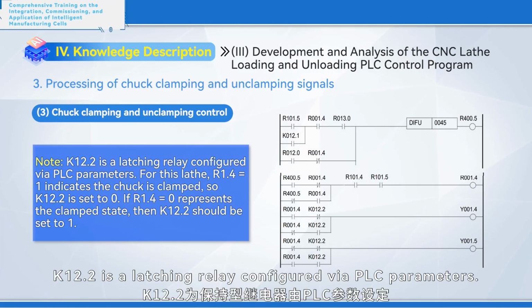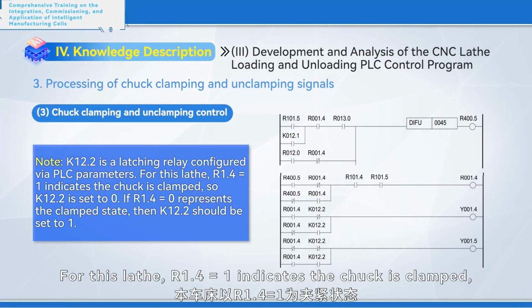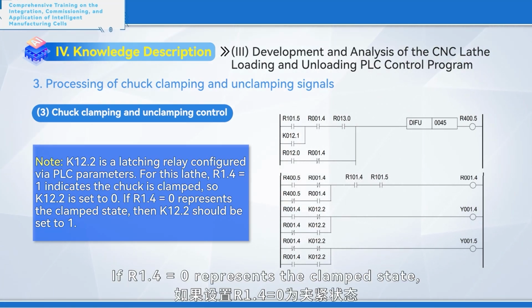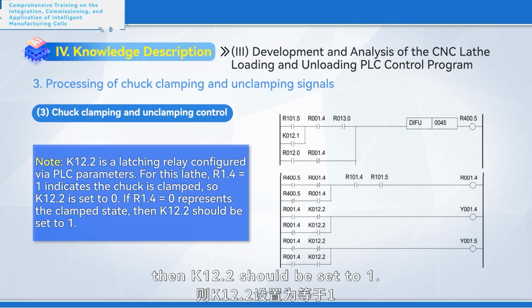Note: K12.2 is a latching relay configured via PLC parameters. For this lathe, R1.4 equals 1 indicates the chuck is clamped, so K12.2 is set to 0. If R1.4 equals 0 represents the clamp state, then K12.2 should be set to 1.